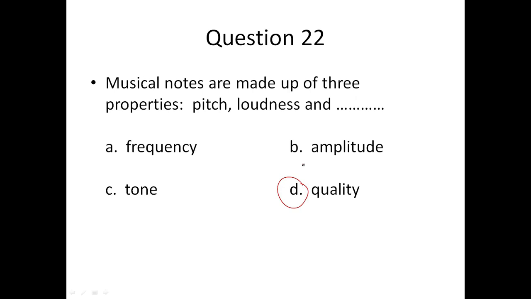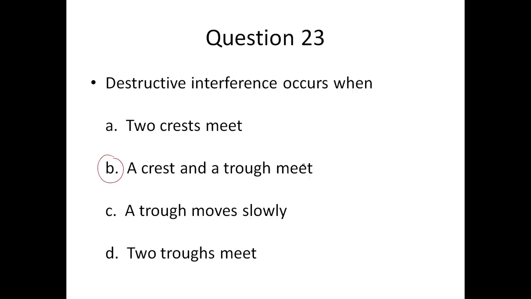Musical notes are made up of 3 properties. They have the pitch, the loudness, and the quality. Destructive interference occurs when a crest and a trough meet, or a compression and a rarefaction meet.